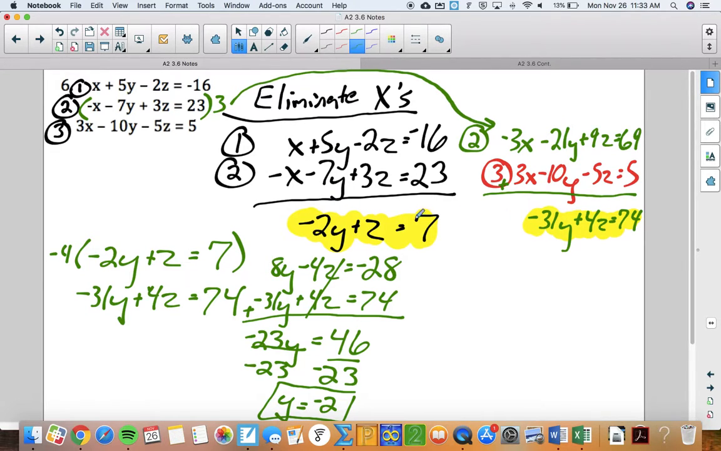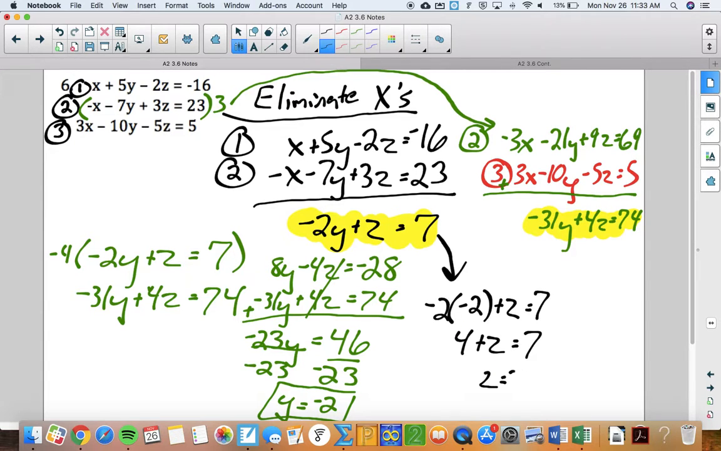Remember these highlighted equations, which are also over here? If we know what y is, we can use one of these two highlighted equations to figure out what z is, because there's only two variables in here. And I really like this equation, because look at the small values there. So negative 2 times y. Well, y is also ironically negative 2. That's a coincidence. So we get 4 plus z equals 7. So z has to equal 3 then, right? Awesome.